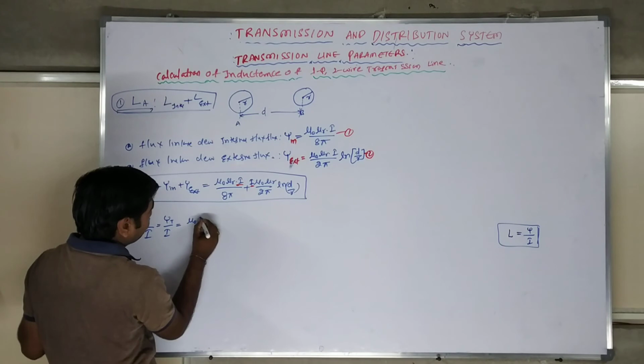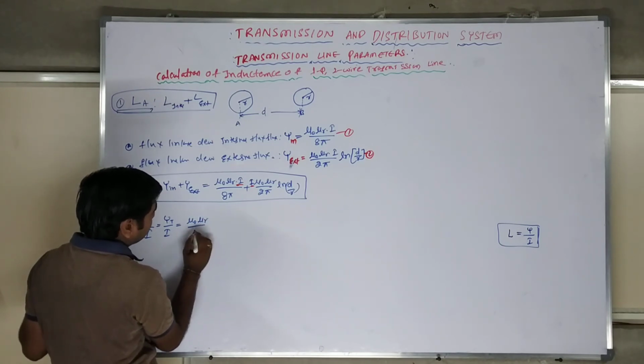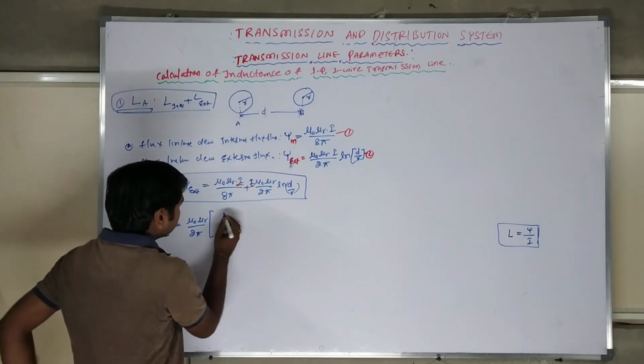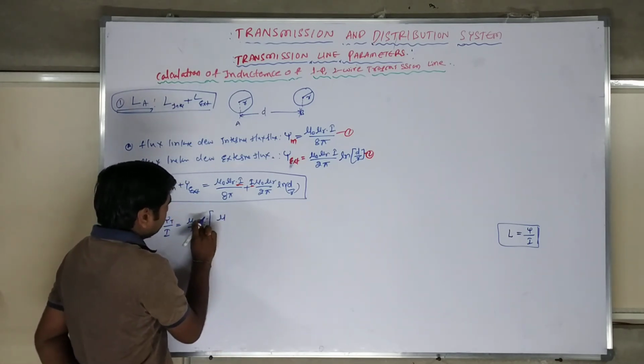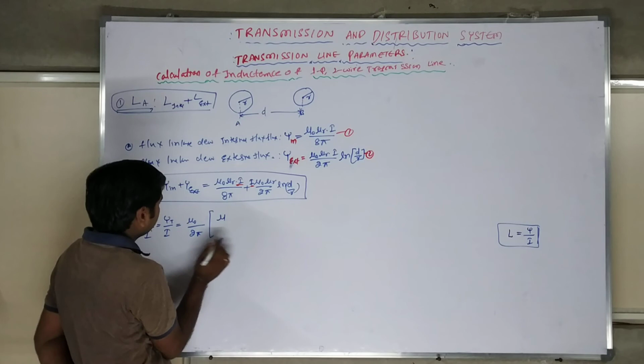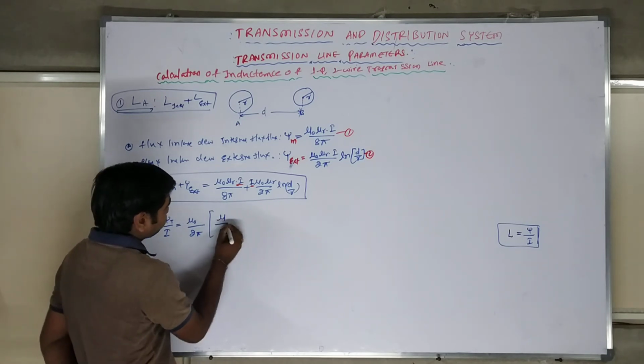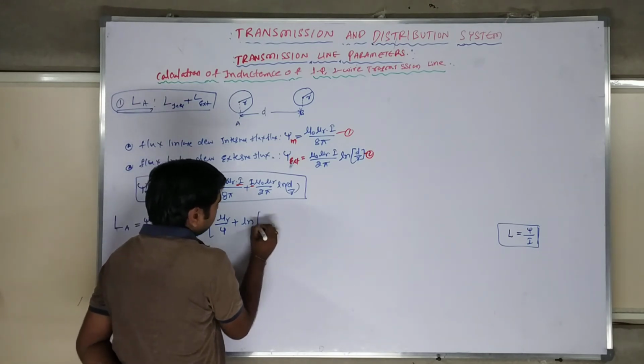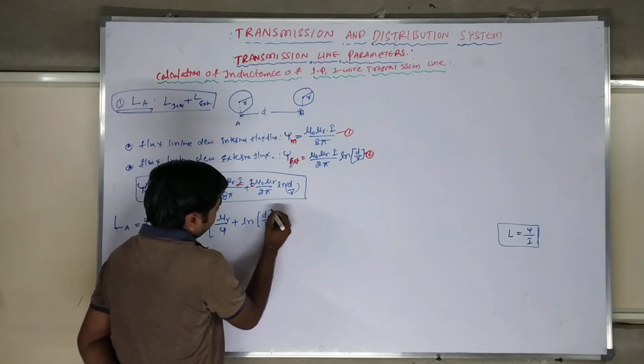In this, I should take common mu naught mu r by 2 pi. I am taking common mu naught mu r by 2 pi, so only this remains: mu r by 4 ln into d by r, everything.